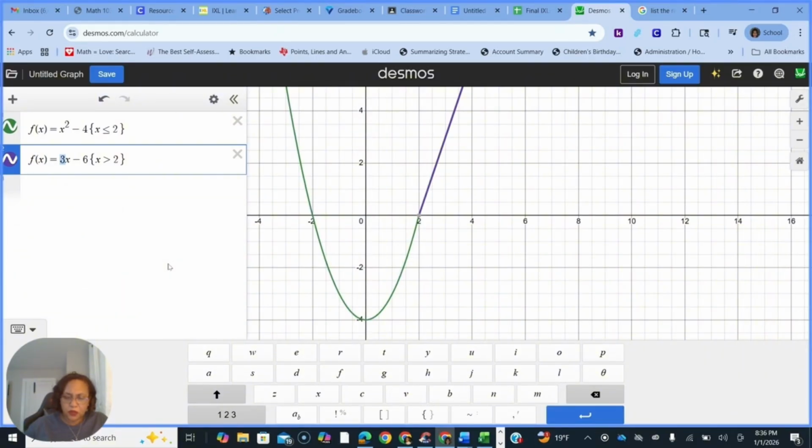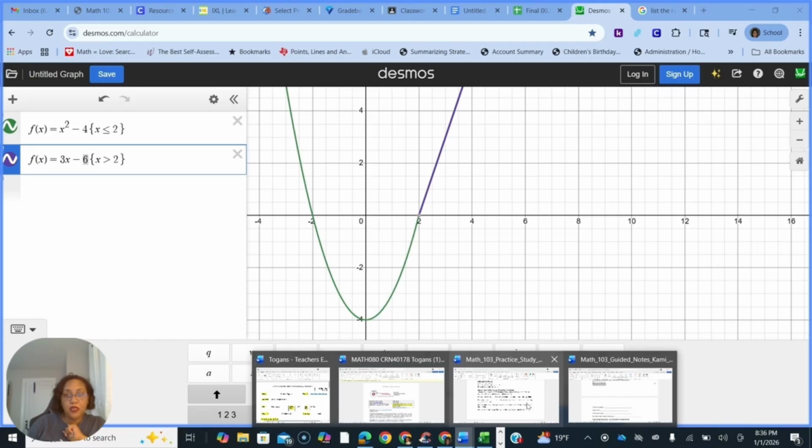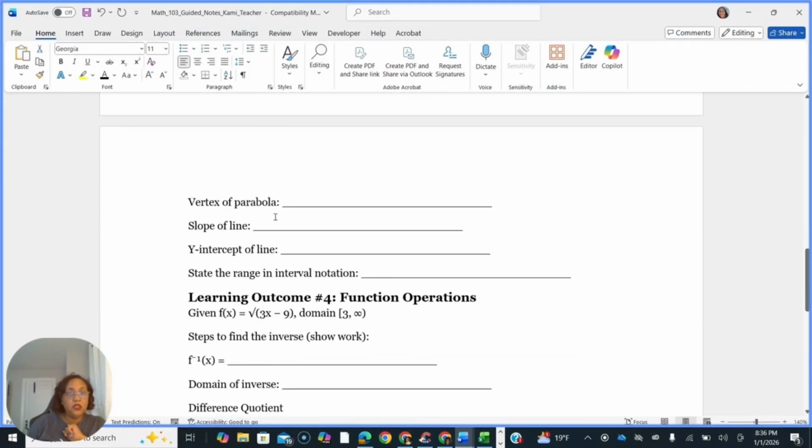Answer m is equal to 2, y-intercept is... okay, so you do actually write the y-intercept, even though it's not shown on the graph. So the y-intercept for here would be 6, okay? So you can actually fill that in here. So the vertex, the slope, and the y-intercept.